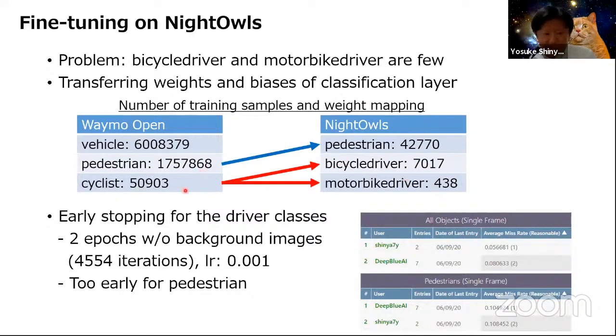The second is early stopping. The model is trained for two epochs without background images. This is less than 5,000 iterations. This early stopping is good for the driver classes, but it's too short for the pedestrian class. This is one of the reasons why UniverseNet wasn't in first place in pedestrian detection.